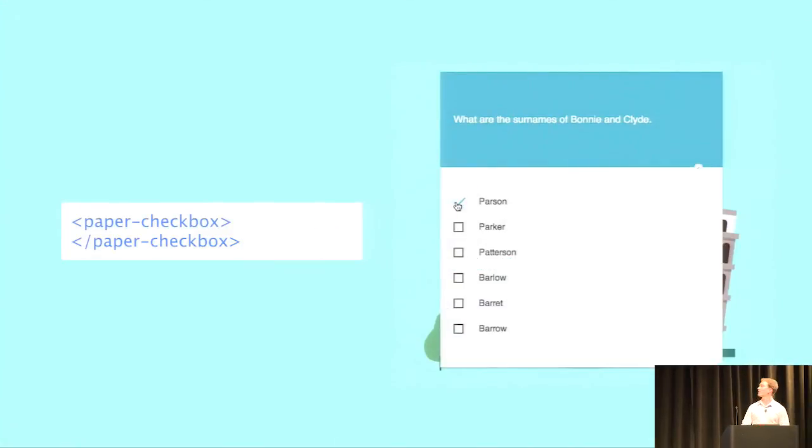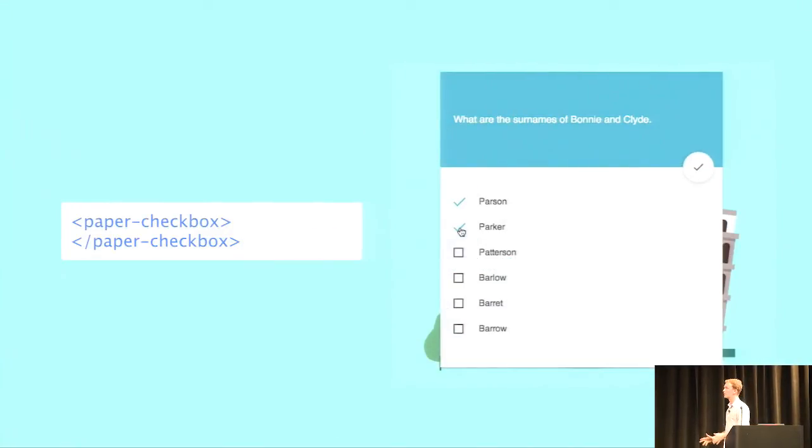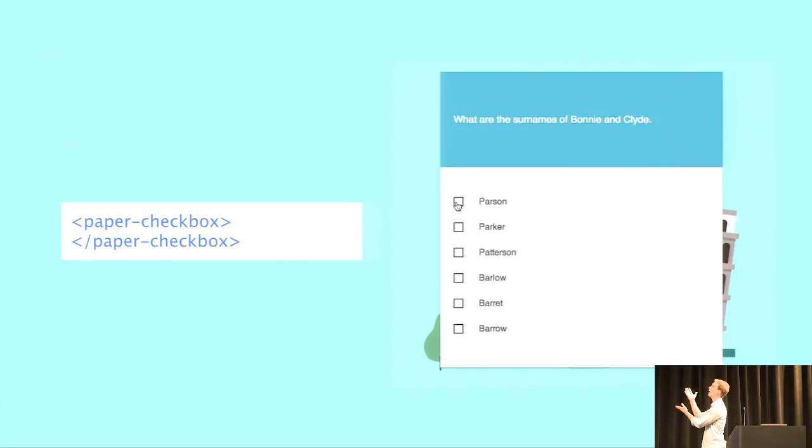Another example is checkboxes. So checkboxes are super old school. What if we brought checkboxes into the 21st century and designed them with material design? And so that's what the paper checkbox is. Works just like a checkbox, gives you this really pretty animation, which again, I don't want to have to worry about how to get this animation to work. I just want to use it. So if you're trying to build an app with material design, you can use paper checkbox. You get all that behavior.